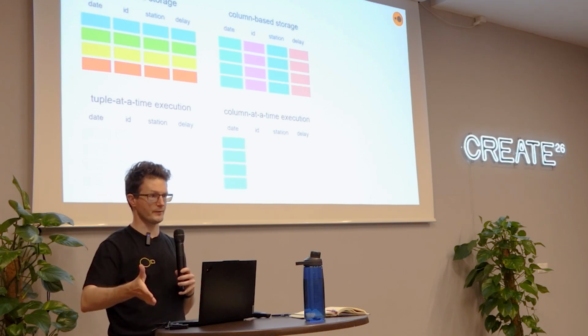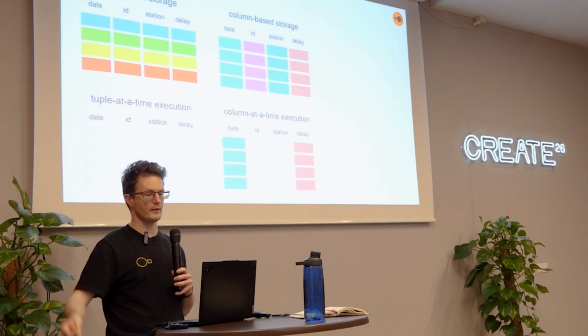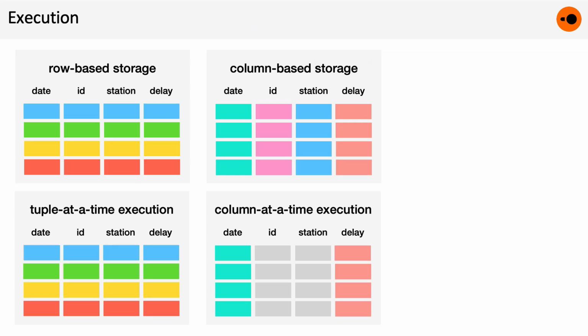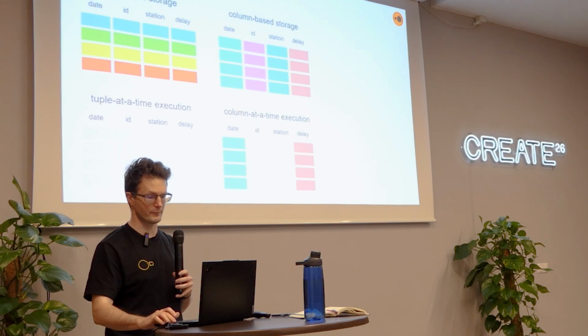You can just put all your dates in, and then you can aggregate on them, and then you can do the same on the delays. But this is prone to running out of memory. This is the reason why pandas runs out of memory. Pandas has a column at a time execution, and if you have too much data, it will just simply crash because it runs out of memory.